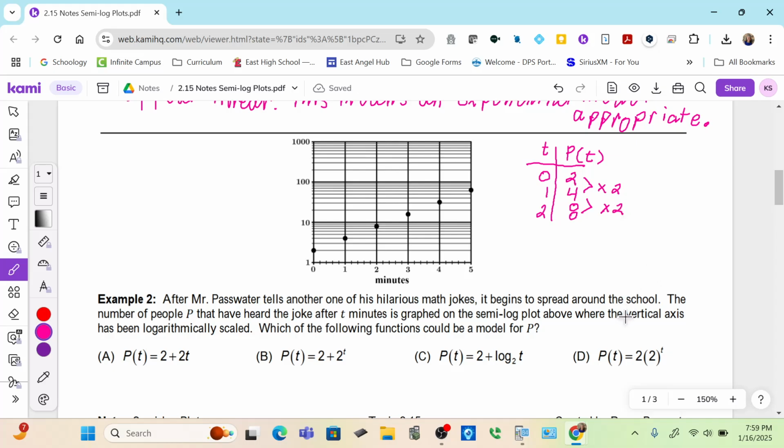So when I look at my functions down below in my options, I've mentioned this is going to be an exponential model, so it's not going to be C. A is a linear model, so it's not going to be A. For B, yes, it is exponential in that it has 2 to the power of t, but we're not shifting these values up another 2 values, so it's not going to be B either. If we look at D, we have our constant ratio of 2 to the power of t, and we have that initial value at time 0 of 2. So the answer is going to be D.